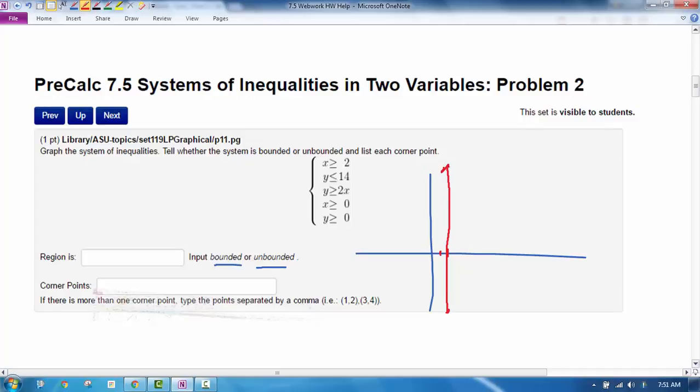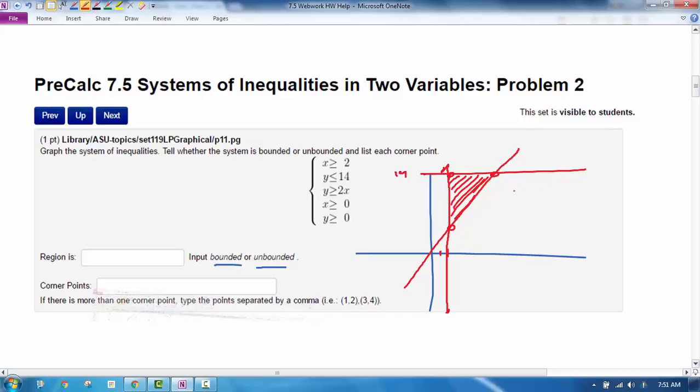Y is less than or equal to 14, so let's say that this is 14. That would be this solid line, and then all the points underneath it. And then we have this other line, y is greater than 2x. 2x is a line with a slope of 2 and a y-intercept of 0. X has to be greater than 0 and y has to be greater than 0. But if you shade the right sides of these lines, the shaded part would be this part.